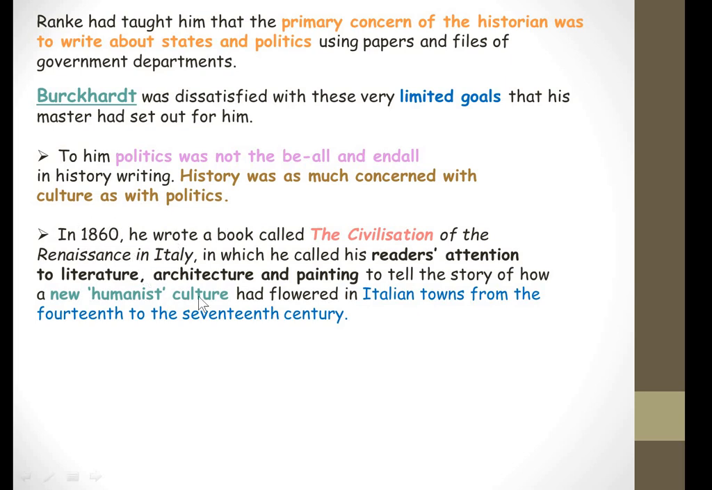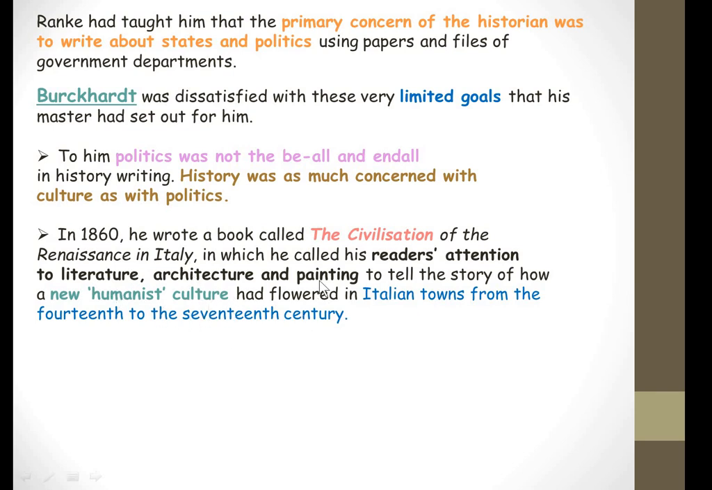And in 1860, all these questions made him write a book called The Civilization of the Renaissance in Italy. In it he drew the attention of his readers to literature, architecture, and painting. He pointed out that a lot of changes took place in Italy in the facets of literature, architecture, and painting. That really gives an elaboration of how the new humanist culture had flowered. Humanist culture flowered from literature, architecture, and painting.